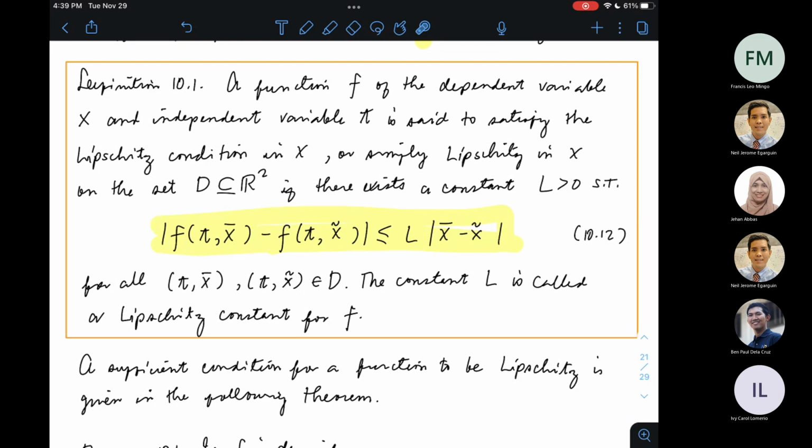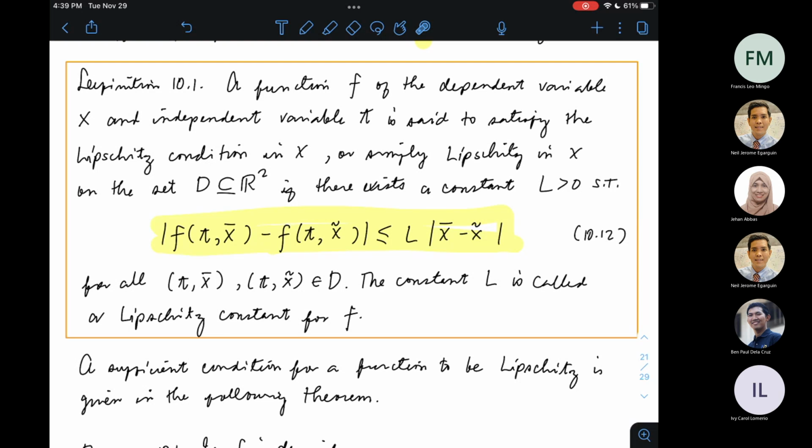All right? Pero yung ibang authors, basta nakahanap ka ng L na totoo yung equation 10.12, tinatawag na nila ng Lipschitz constant si L. But still others would like to call L the Lipschitz constant. So siya yung pinakamaliit na posibleng L. Pero dito, para safe, ayoko kasi maghanap pa ng mas maliit na L. So tinawag ko siyang a Lipschitz constant. So there are infinitely many Lipschitz constants, but usually we want the smallest possible Lipschitz constant.